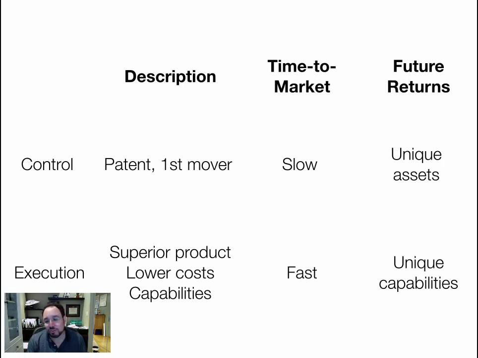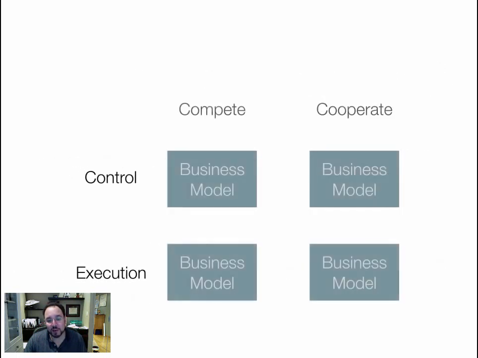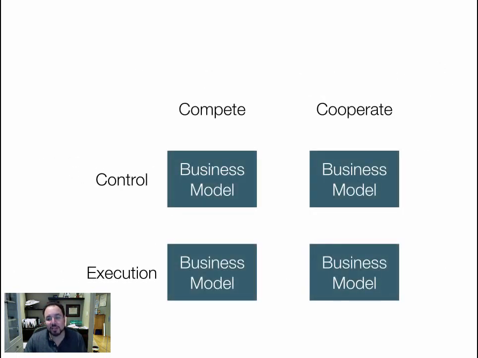So the execution route is harder work. It's harder work, ongoing. There's not going to be a break at the end. However, it might be the better way to go. It might be the only way to go in some instances. So let's shove all this back into a 2x2. Given these two dimensions, control versus execution and compete versus cooperate, what are some of the business models that arise?